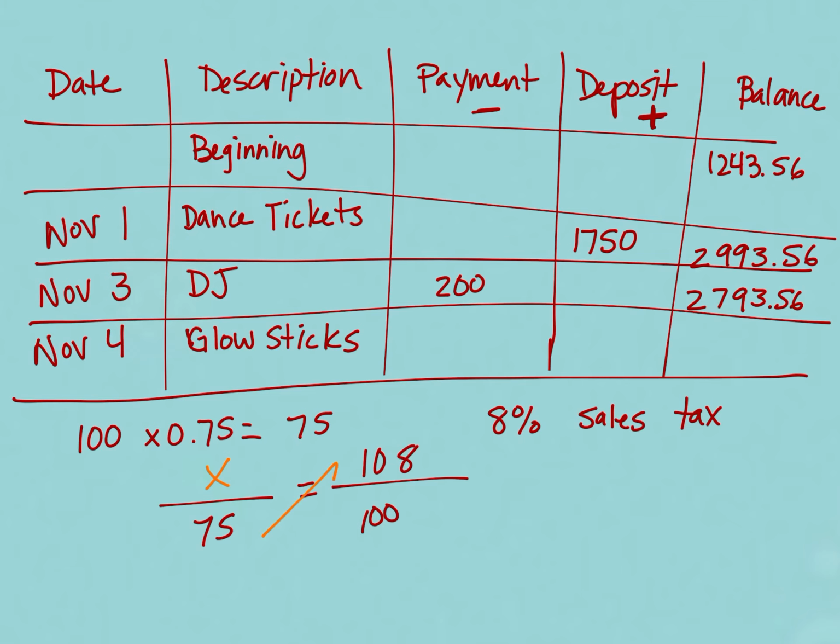Now we are going to cross multiply and divide. So 75 times 108, and then divide that number by 100. And you get x equals 81. So they had to pay $81 for glow sticks. Take the amount from before and subtract 81. You end up with $2,712.56.